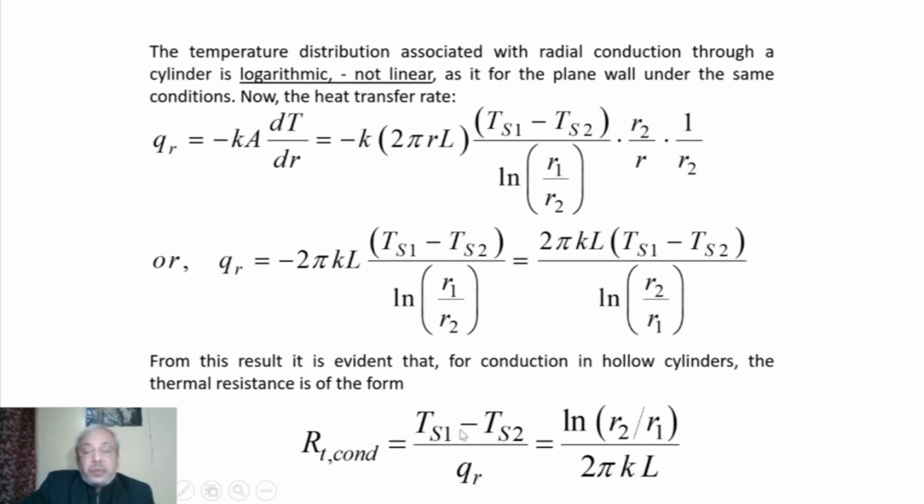Yesterday also we have done this in our last class, that potential difference divided by the heat transfer rate gives the expression for resistance. So the expression for conduction resistance is ln R2 by R1 divided by twice pi KL.